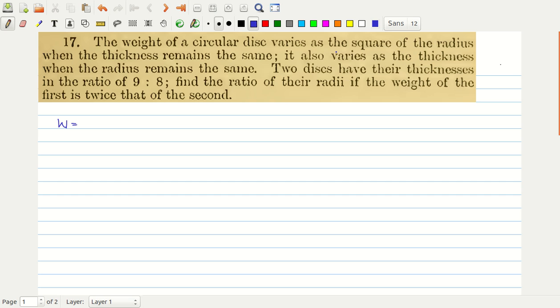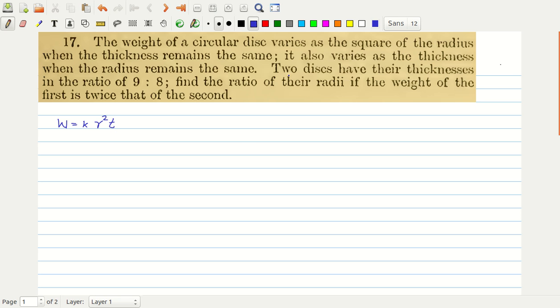is proportional to the square of the radius. So, it is proportional to r square, and it is also proportional to the thickness. Let us say that thickness is called t and there is some constant k. So, the weight of the disc is actually given by some constant k times r square t.